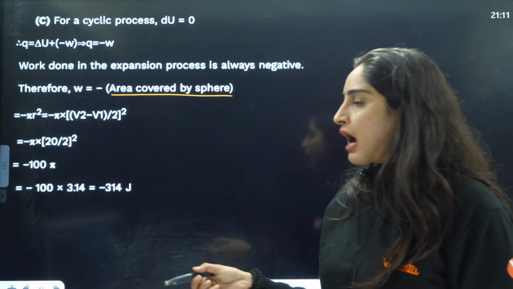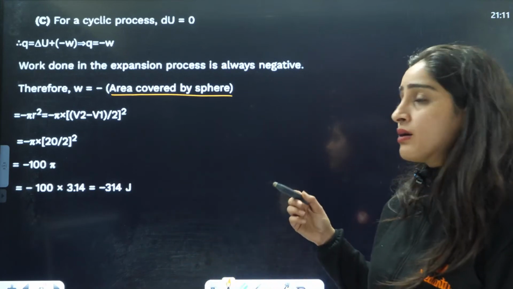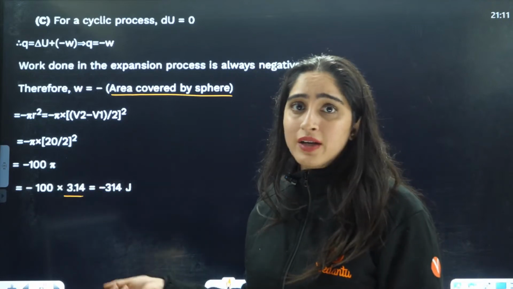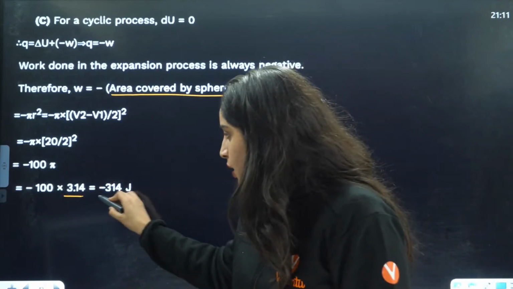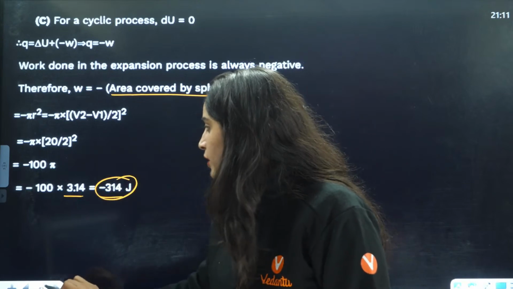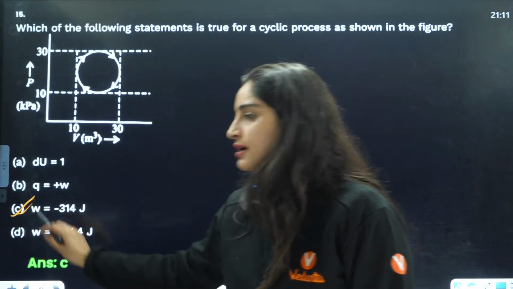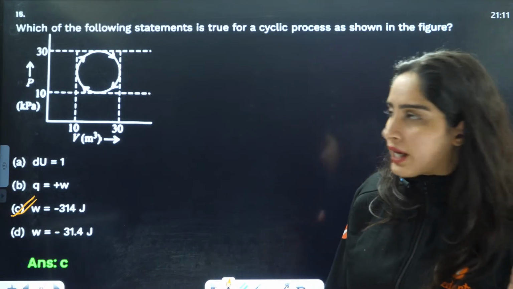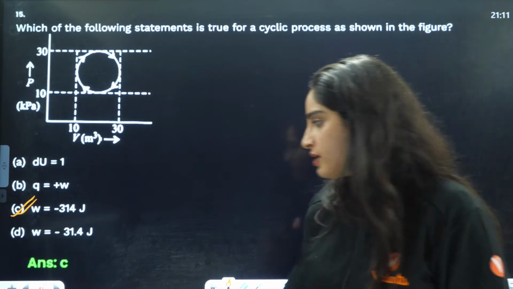Pi r square, where r is 10, so it will be minus 100 pi. If you want to put the value of pi, because it is given as 3.14, the answer will be minus 314. C is the correct answer. It was a simple, easy, good question, right? So two things you need to know here.